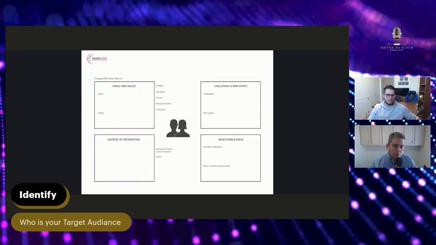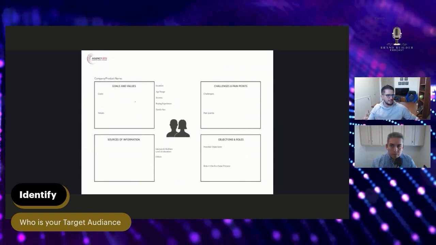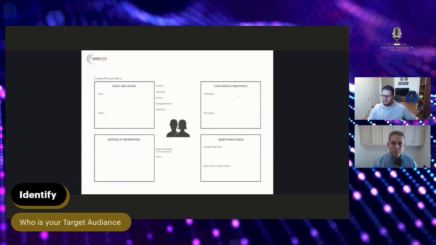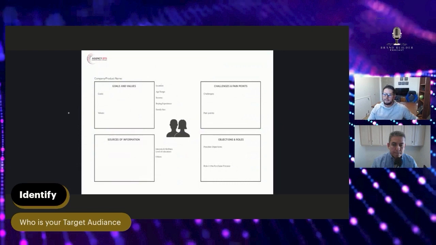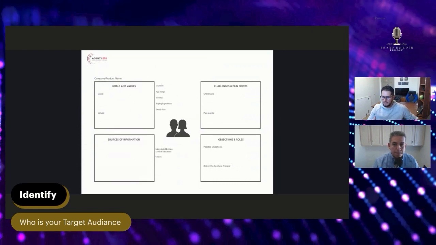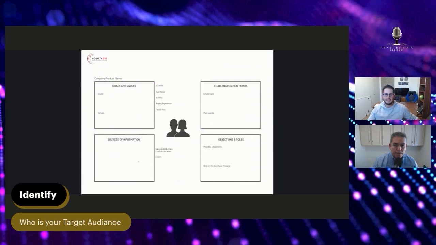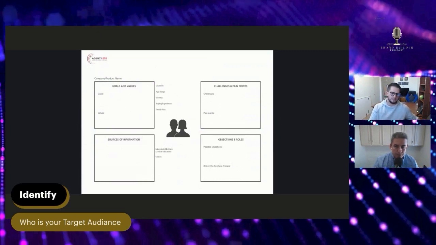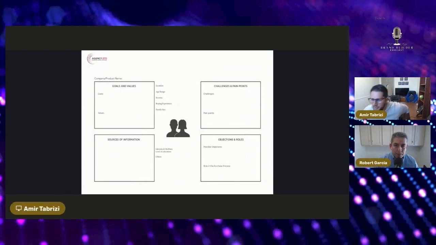We like to specifically go after the identify stage, right? So we break the identify stage into 4 sections: the goals and values, challenges and pain points, source of information, and objections and roles. These 4 pillars and these 4 spots will give you exactly what you need to build out who your identifying audience is. Like, who's your target audience? If you don't know, this exercise will kind of help you get there.